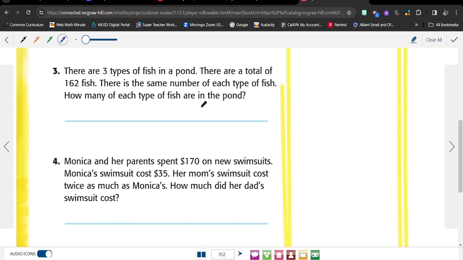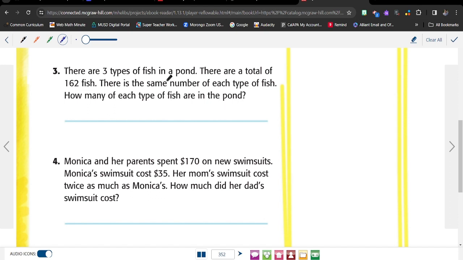That last question that they ask us is the question that we're trying to get the answer for. And in any division problem, the answer is called the quotient. So after we do all of that division, we're going to end up with that quotient. And that's going to tell us how many of each type of fish are in the pond. All right, so let's get started.